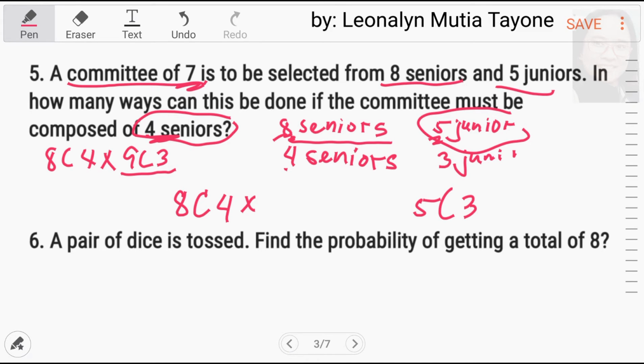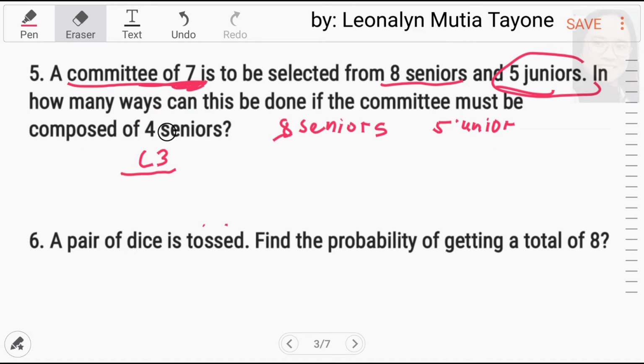Pero, since sa choices, wala namang ganon, doon tayo na lang mag-focus. Bali, i-assume na lang natin na ang 3 pa, 4 man yan, no? 7 ang kailangan nila. Yung 3 ay juniors. Sa juniors na lang kukunin. Kaya, 8C4 times 5C3. I-erase natin yan.